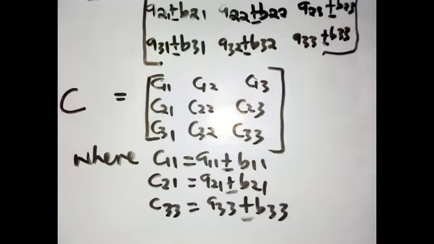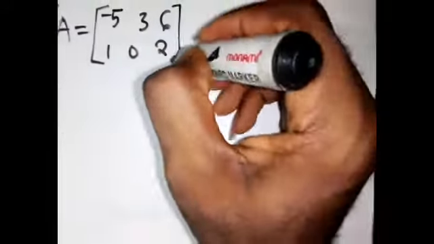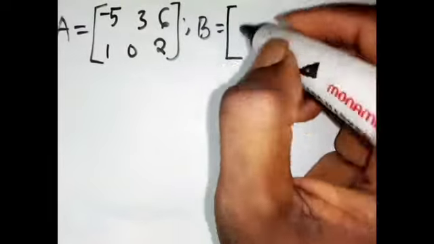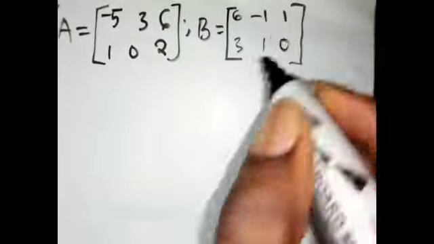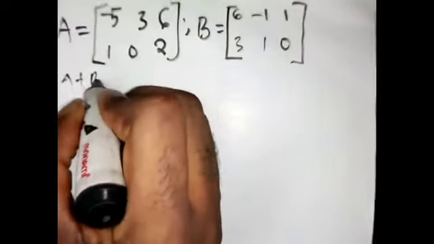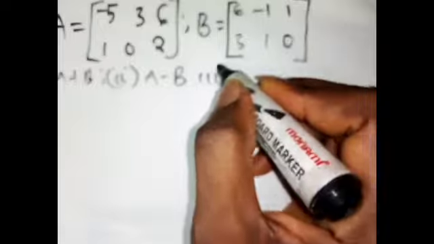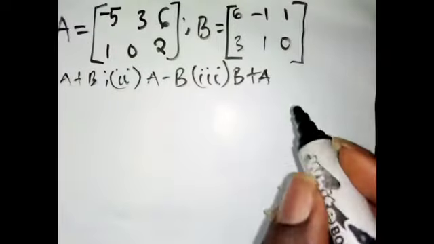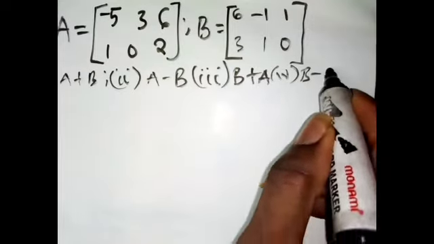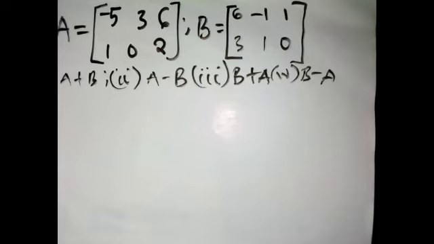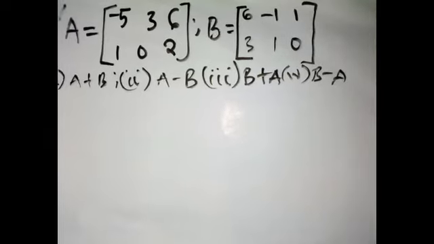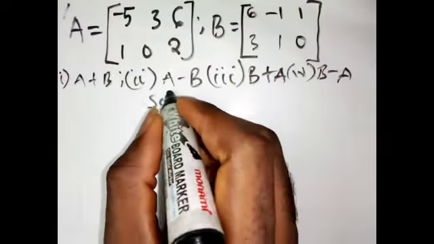So we are going to look at a typical example. Now, if matrix A is given as this and matrix B is given as this, and we are asked to carry out (i) A plus B, (ii) A minus B, (iii) B plus A, and (iv) B minus A, then we will have this solution.